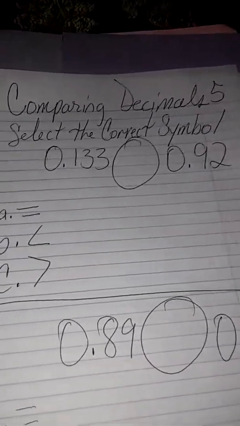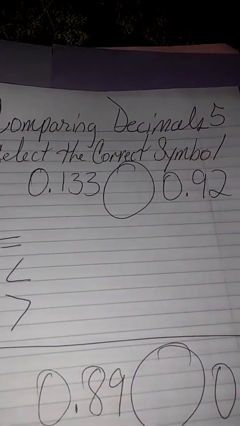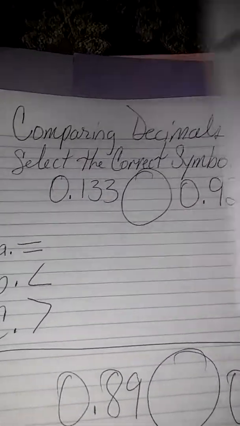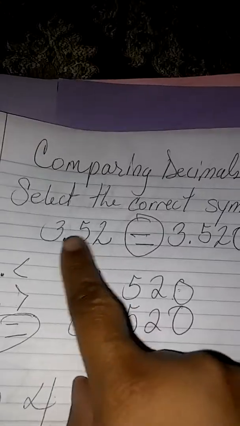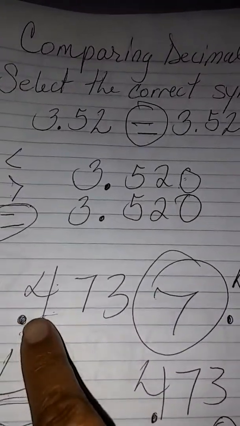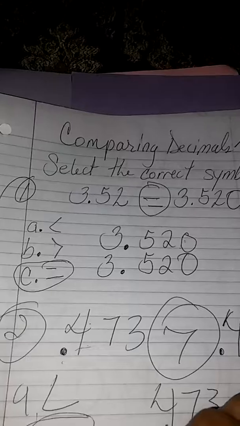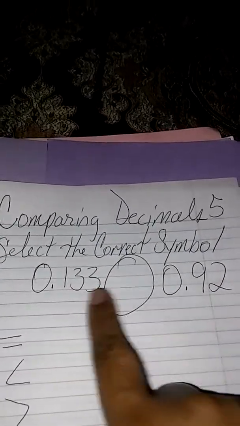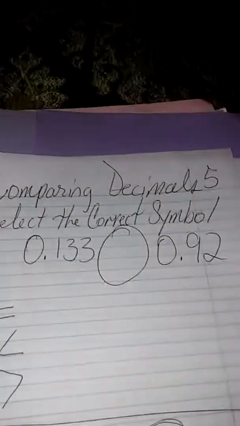All right, so this is comparing decimals 5, and I was thinking, you may get one with the other two problems where your decimals kind of look the same. The numbers are the same. Got 4, 7, 4, 7, even though this is 473 and this is 470. So I wanted to give you a problem where your decimals look nothing alike. They really don't have any numbers in common except for the zeros.